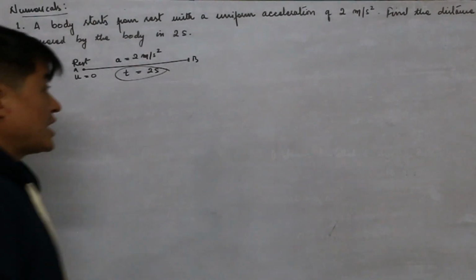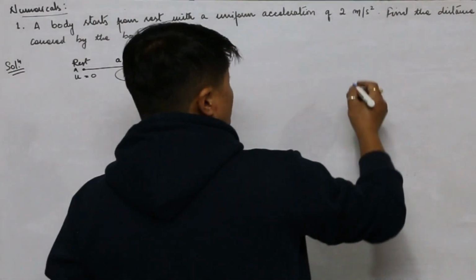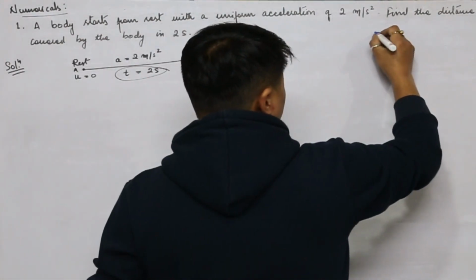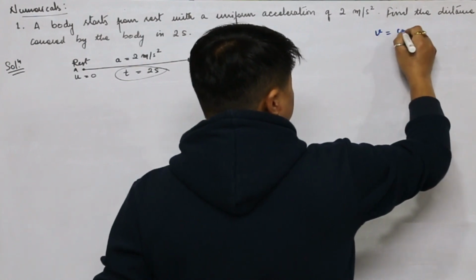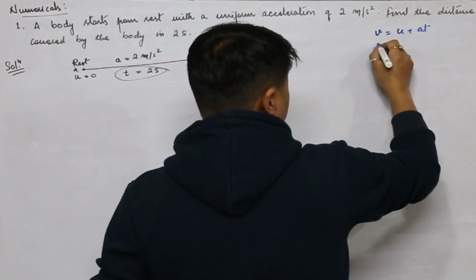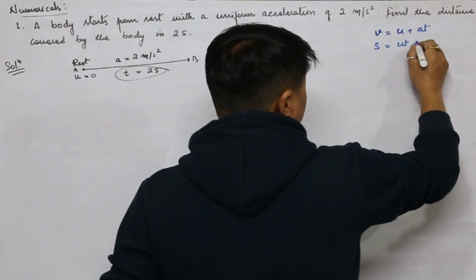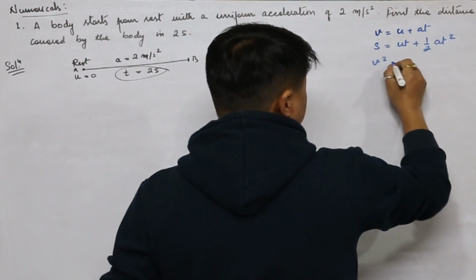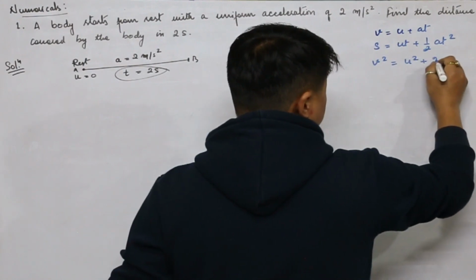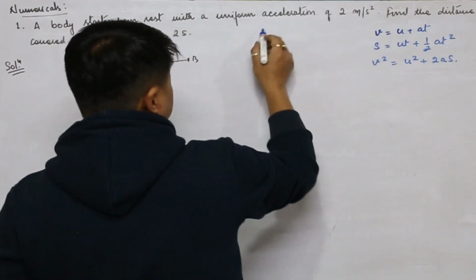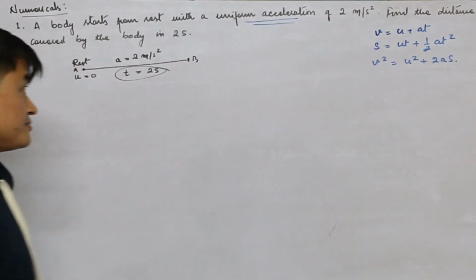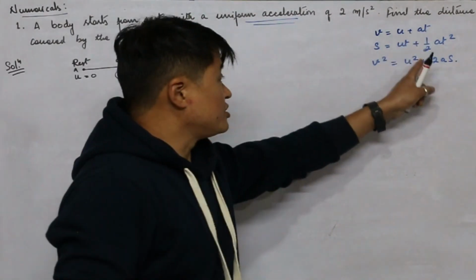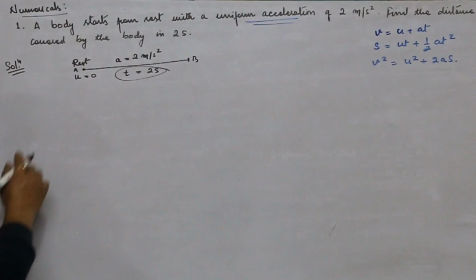First we have to write down the formulas, that means the equations of motion. One is v is equal to u plus at, another is s is equal to ut plus half at square, and the third one is v square is equal to u square plus 2as, since the body is in uniform acceleration. If it is retardation, all this will be minus. So first write the given data here.